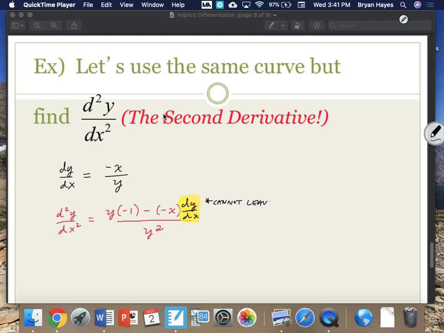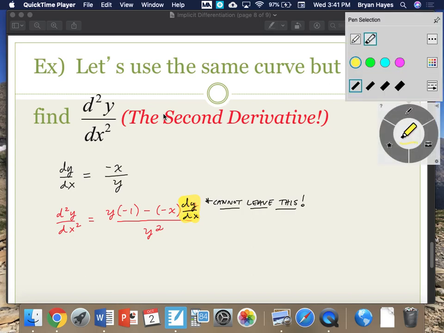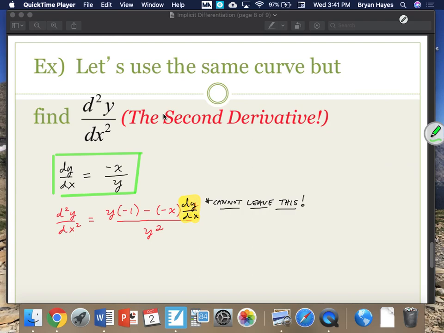We cannot leave this. We are not allowed to leave the second derivative in terms of the first. So I encourage you to look up a line of work. We actually know what dy dx equals. We know that dy dx is equal to the negative x over y. So it is expected of you. I don't think this is up to you to decide. It is expected of you to make this substitution right here.